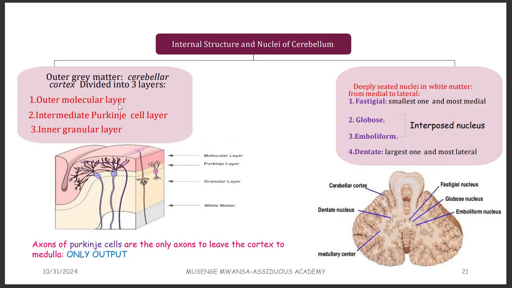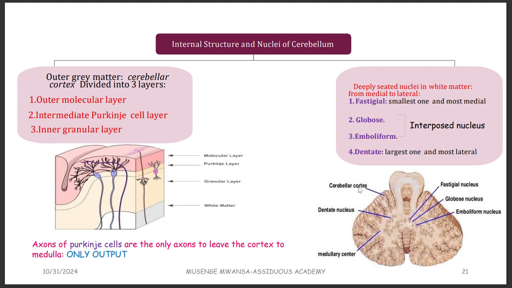The cerebellum also has layers, just like the cerebrum. The cerebral cortex has 6 layers. This one has 3: the outer molecular layer, the intermediate Purkinje layer, and the inner granular layer. Of these 3, the Purkinje layer is the only output from the cerebellum. All information coming from the cerebellum is from the Purkinje cells.